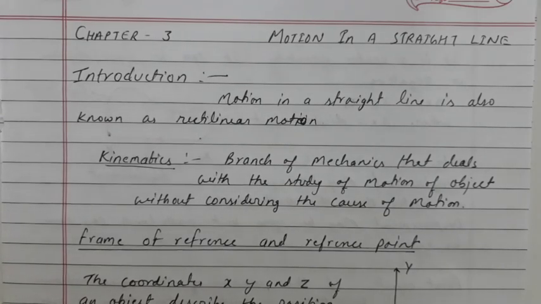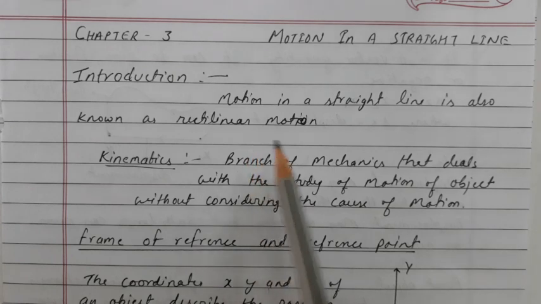Good morning, students. Today we are going to start our new chapter, that is motion in a straight line. And what is motion in a straight line? That is also known as rectilinear motion. Rectilinear मतलब अगर कोई ऑब्जेक्ट सीधा एक ही डायरेक्शन में मूव कर रहा है, then that type of motion is considered as a rectilinear motion or a motion in a straight line.